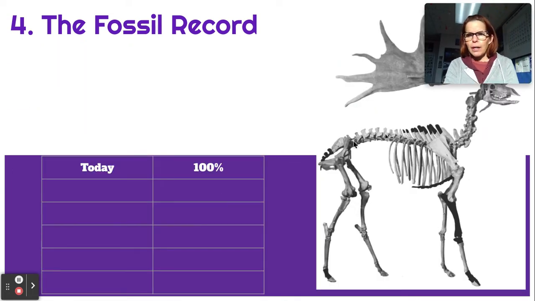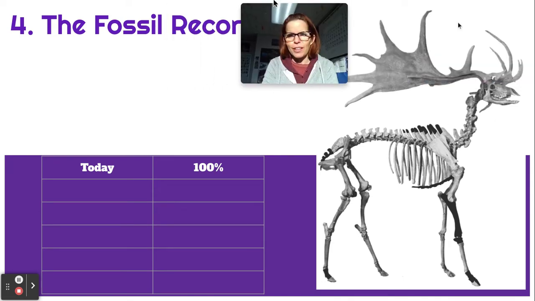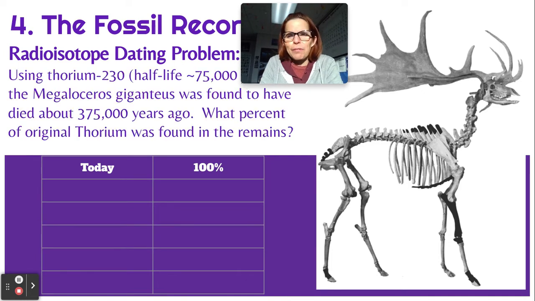So here we have a story problem. This guy here is called Megaloceros giganteus. There we go. Here's my radioisotope problem. So it's made up, but it just makes a point. Using thorium-230, which has a half-life of 75,000 years, the Megaloceros giganteus was found to have died about 375,000 years ago. True story. What percent of original thorium was found in the remains?